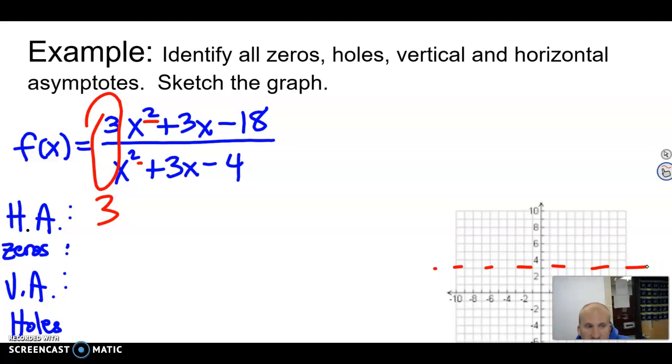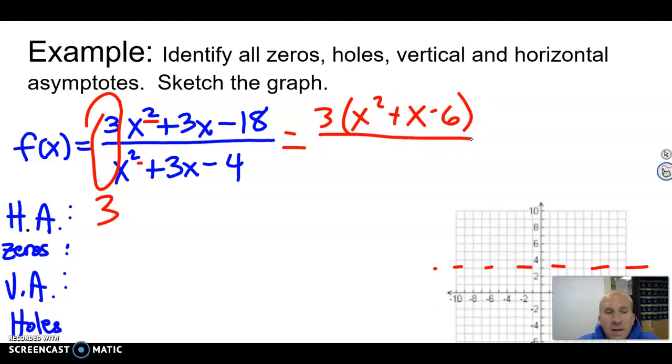So the horizontal asymptote's the new part today. The rest of what we're going to do should all be review. So in order to find all the other critical information, we need to go ahead and factor. Just like everything in this unit, you must be able to factor. I can take a 3 out of everything on top, making it x squared plus x minus 6. And on bottom, we have an x squared plus 3x minus 4. The numbers that multiply to negative 4 and add to 3 are positive 4 and negative 1.